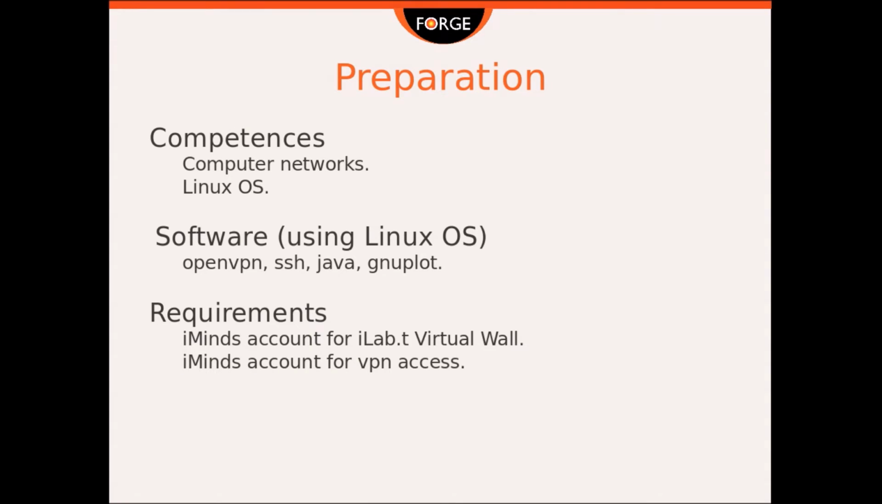Before we move on, a few things about the preparation of our experiment. The viewer should have basic knowledge of computer networks and Linux operating system. In this video, we will use Linux operating system and the following software. If you don't already have this software installed in your computer, please do it now. Finally, the viewer must already have created his account for the virtual wall and the VPN.